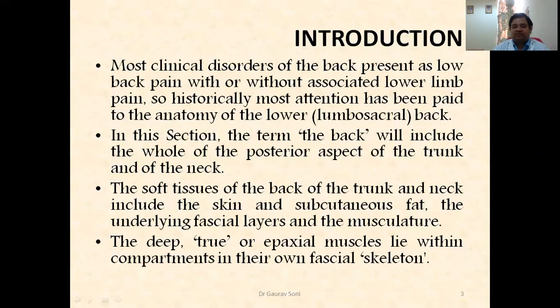The top soft tissues of the back of the trunk and neck include skin, subcutaneous fat, underlying fascia and muscles, and ultimately the musculature. The deep true or axial muscles lie within the compartments of their own fascial skeleton. In this topic we have to give concern also to the vertebrae, but right now we are only concentrating on the muscles. In some other lecture, I will talk about the vertebrae and the other bony structures.